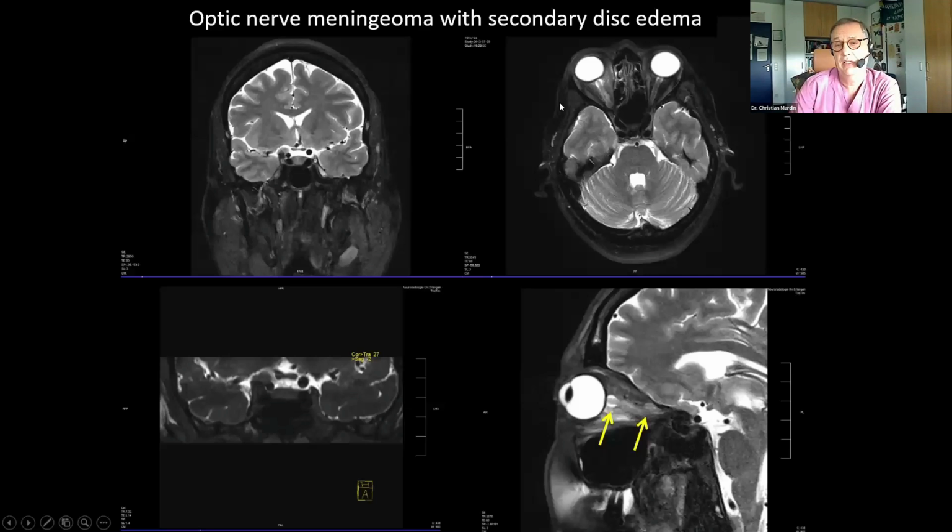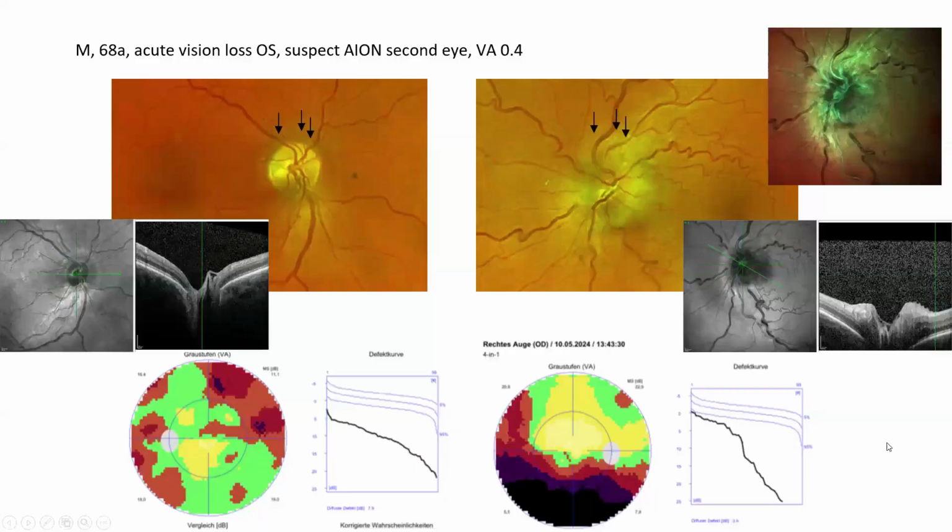This patient, as we have shown, had an optic nerve meningioma. And you have here in the T2-weighted MRI scan the contrast enhancement of the optic disc in the anterior part, and then the atrophy in the part of the tumor. And we are able to see the inner part of the optic disc with OCT and measure everything.